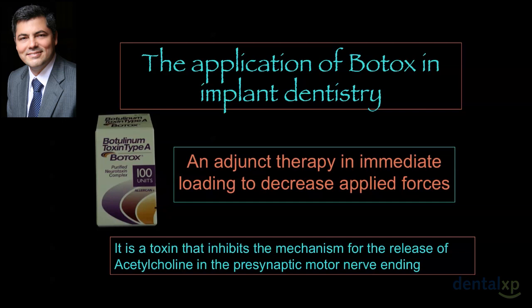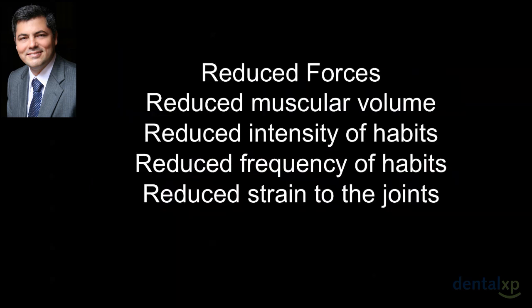It's a great adjunct therapy in immediate loading, for example, to decrease applied forces, and it's also a great therapy to relax masticatory muscles in the TMJ patient. So basically, Botox is a toxin that inhibits the mechanisms for the release of acetylcholine. And the whole idea is to reduce forces, to reduce muscular volume, to reduce the intensity of parafunctional habits, to reduce the frequency of the habits, and to reduce the strain that these forces are creating to the joints.